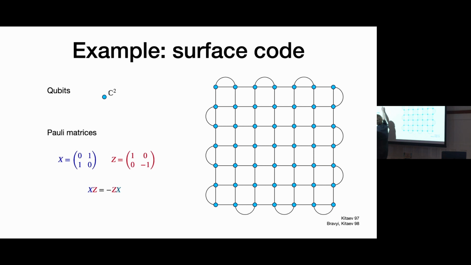My picture for qubits is little blue dots. I'm going to stick to this color convention for Paulis. So X's are blue, Z's are red, and they have this anti-commutation relation. They form a Z2 times Z2 group up to phases, and that's pretty much all you need to remember about them. You'll see on this lattice there are boundaries, and there is this dual shading of the plaquettes.